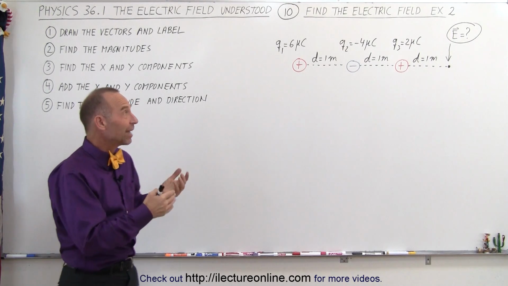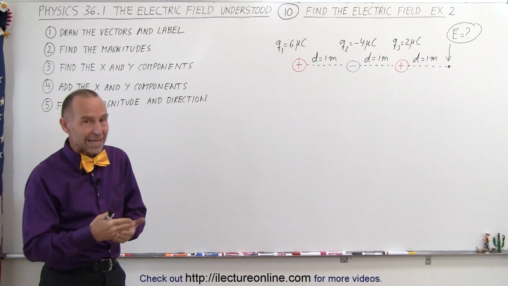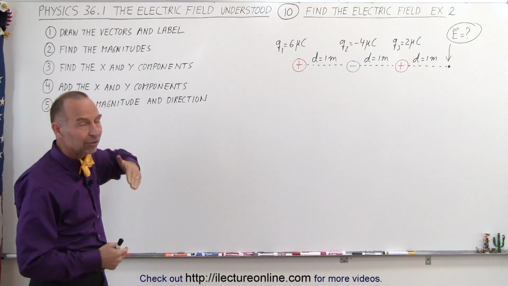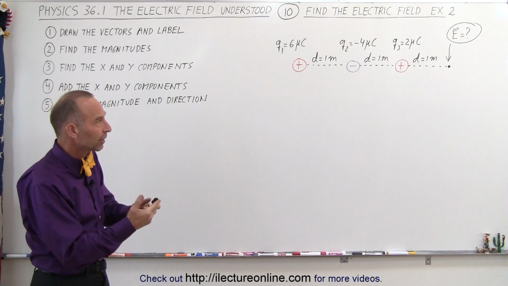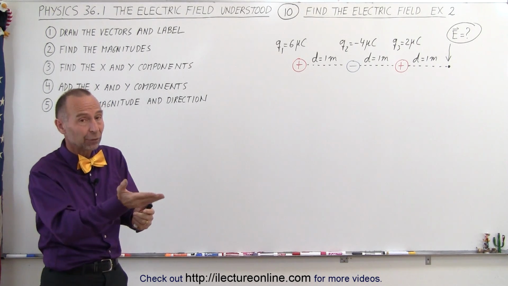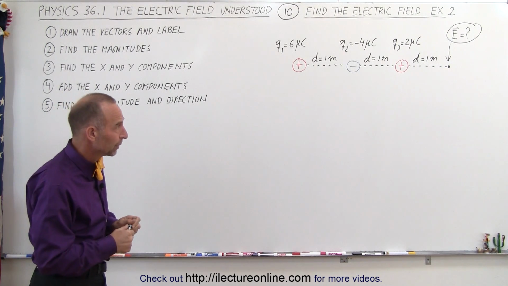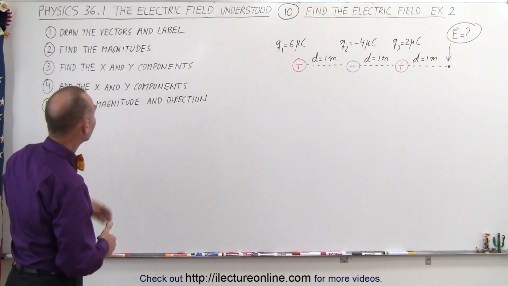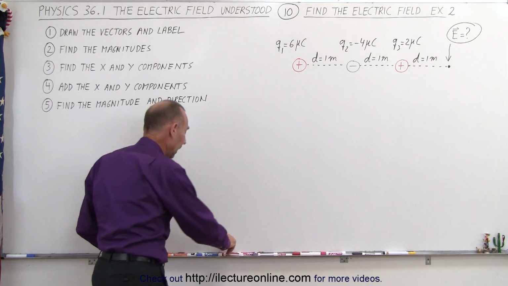So now let's do an example with three charges, one of them being a negative charge. They're still all lined up perfectly on the same line, so we know that the final result, the electric field, will be in either the positive or the negative x direction. Again, we're going to follow the steps: draw the vectors and label. So let's start with that.